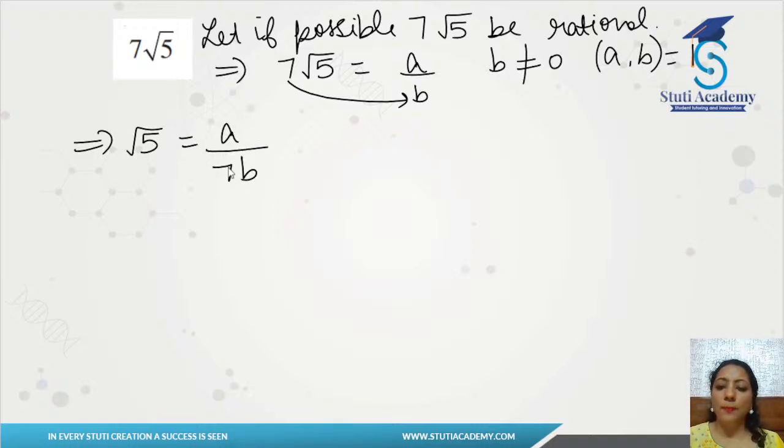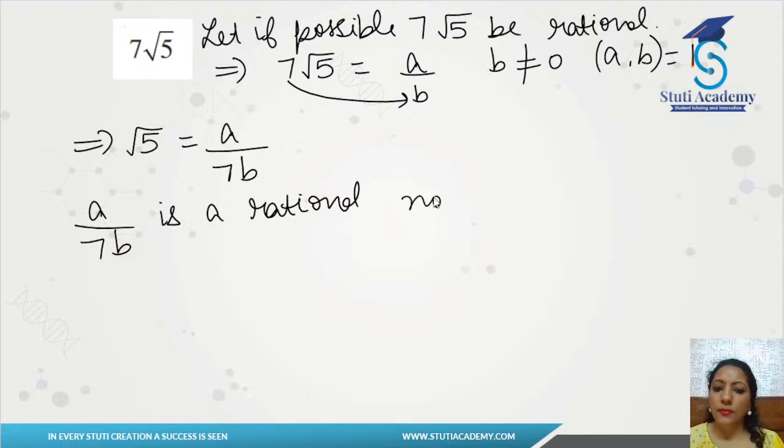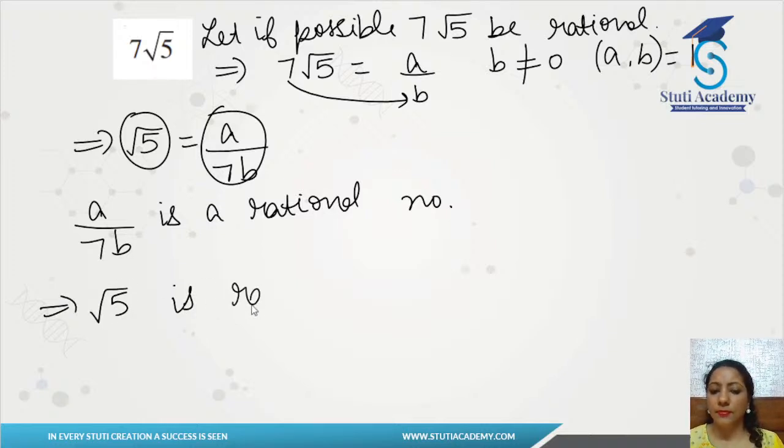Now, this is of the form p upon q. So, we can say that a upon 7b is a rational number. So if this is rational, then this is also rational because they're equal. So we can say root 5 is rational.